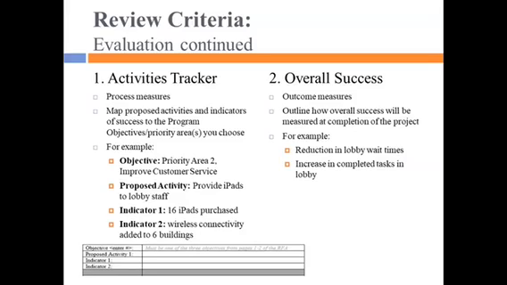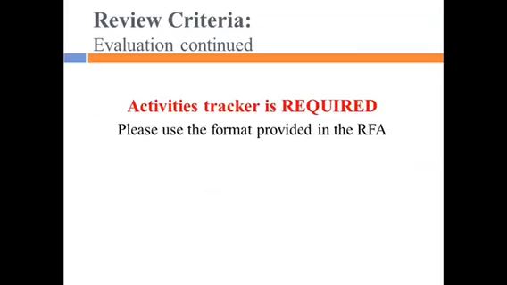So the second category is overall success or outcome measures from your project. In addition to doing the activities tracker, please outline for us in your proposal how overall success will be measured at the completion of the project. For the project that I used as an example here, that could include a reduction in lobby wait times, an increase in completed tasks in the lobby because of the access to the iPad. We did want to note and make sure it's clear that the completion of the activities tracker in the format that we provided in the RFA is required for your submission.